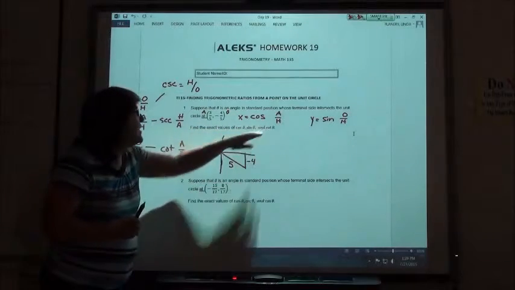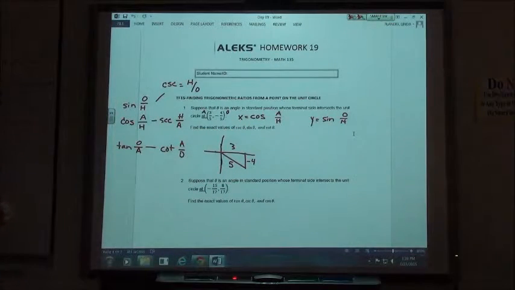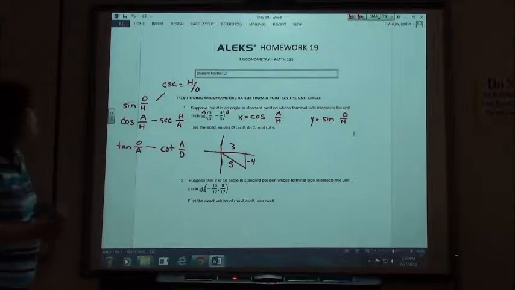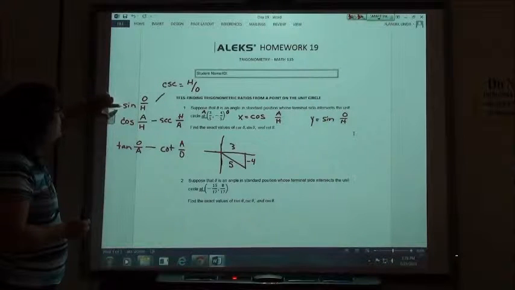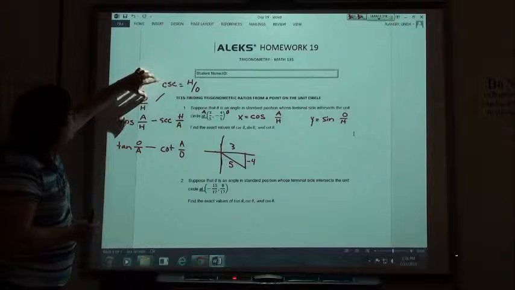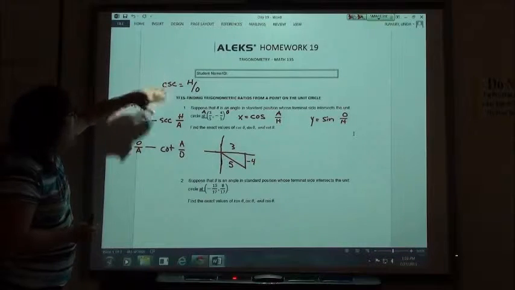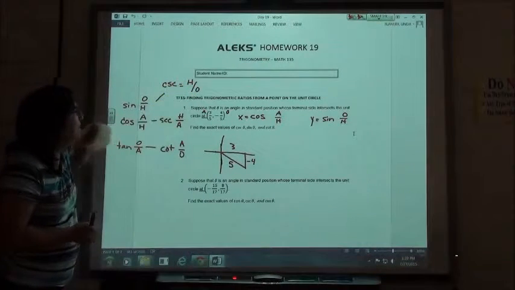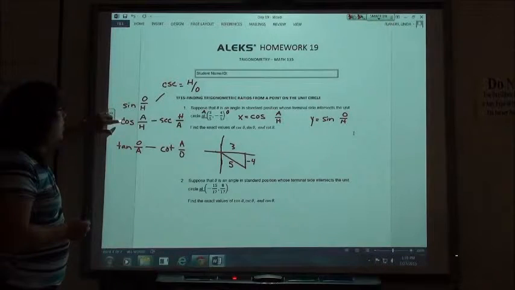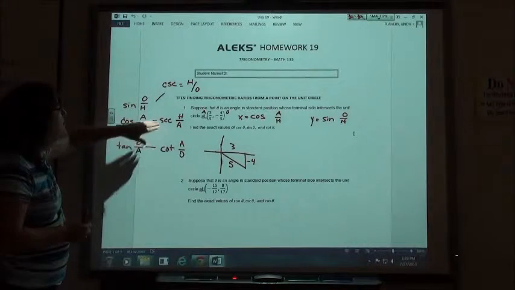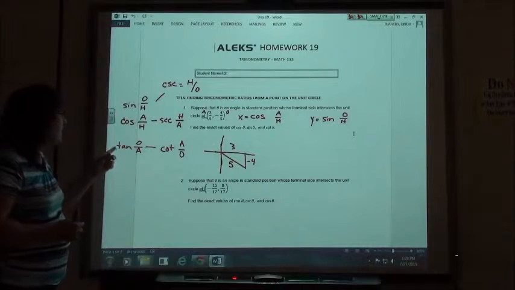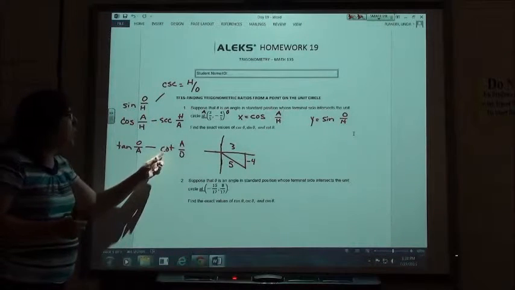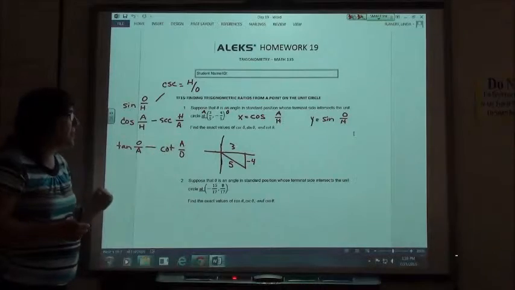Now I'm going to find the exact values, and now they're going to throw in more than just the 3 basic ones. So we have the sine, which was the opposite over the hypotenuse. The inverse of the sine is the cosecant. The cosecant is the hypotenuse over the opposite, just flipped upside down. Cosine was adjacent over hypotenuse. The secant is that inverse, so hypotenuse over adjacent. Tangent was opposite over adjacent. Cotangent is going to be adjacent over opposite.